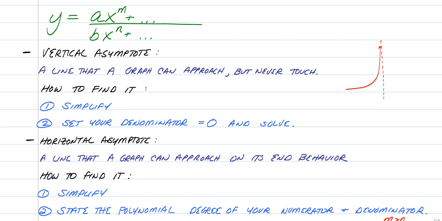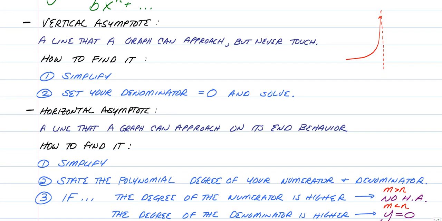And how do you find the vertical asymptote? Well, the first thing you have to do is simplify both your numerator and denominator, and simplify the entire function. And after that, you just set your denominator equal to 0 and solve, and that will tell you what your vertical asymptote is going to be.